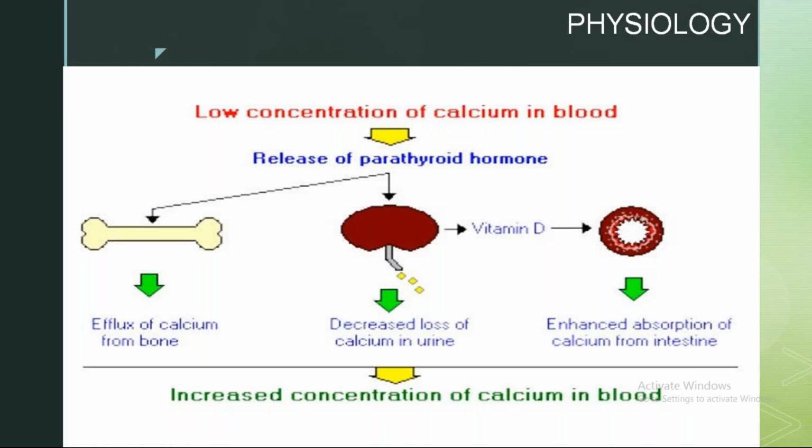So the main stimulus for parathyroid hormone secretion is a low concentration of calcium in the blood. So any hypocalcemia, through calcium sensing receptors, there will be release of the parathyroid hormone. Parathyroid hormone acts on the bone, it acts on the renal tubule, and it also acts on the GI tract. So the three sites of action of parathyroid hormone are the bone, the GI tract, and the renal tubules. In the GI tract it enhances the absorption of calcium from the intestine, from the diet which we intake.